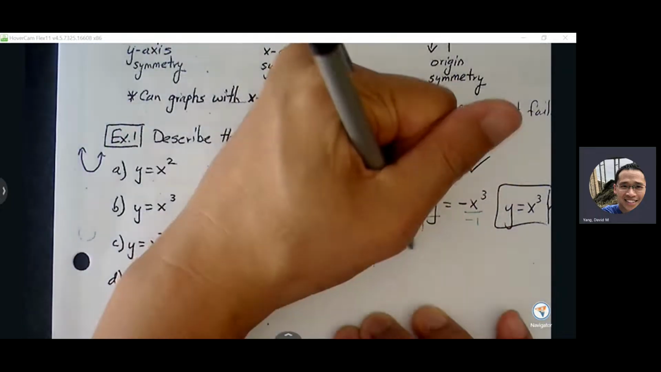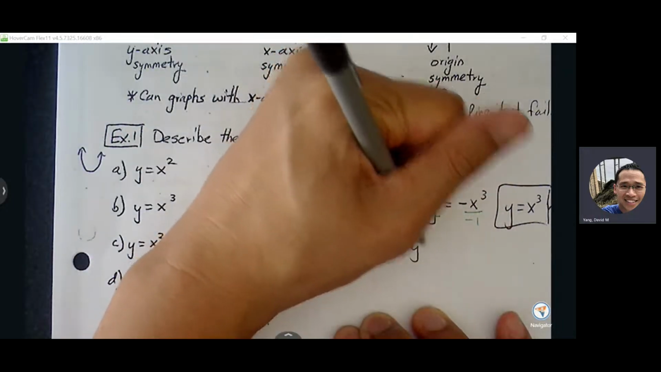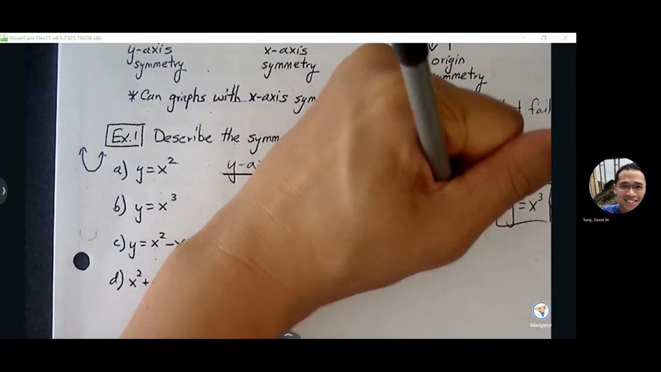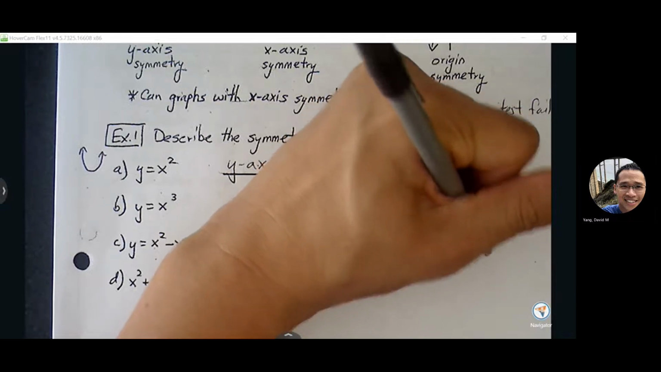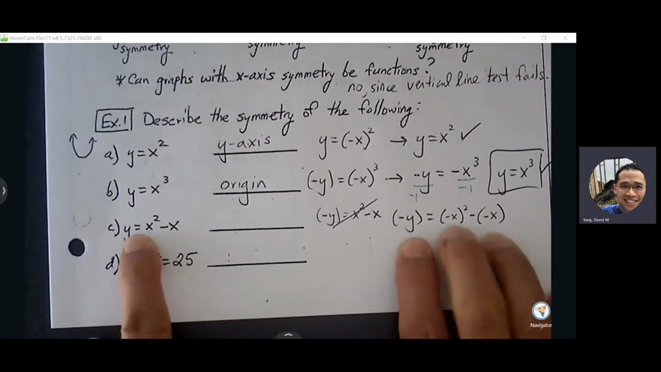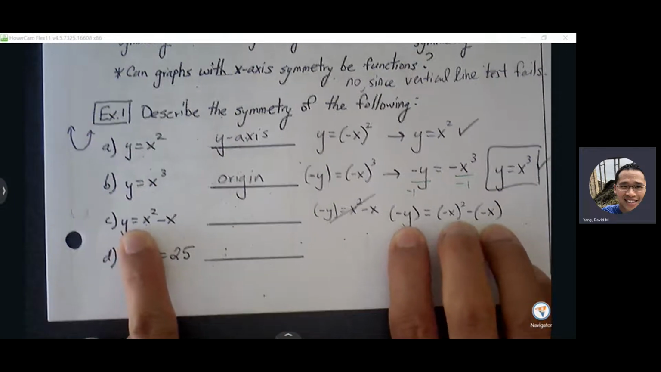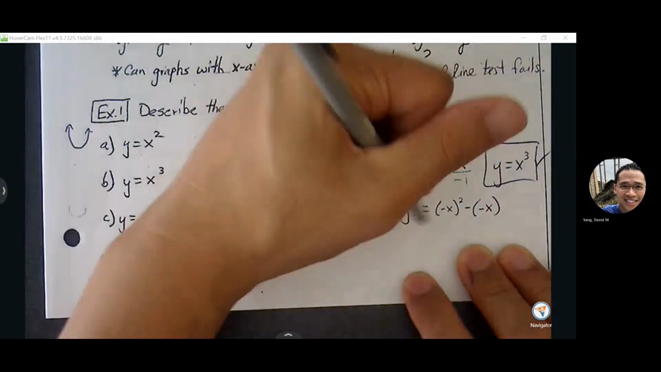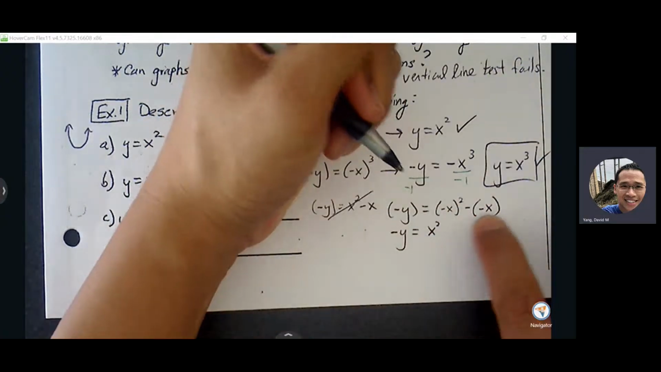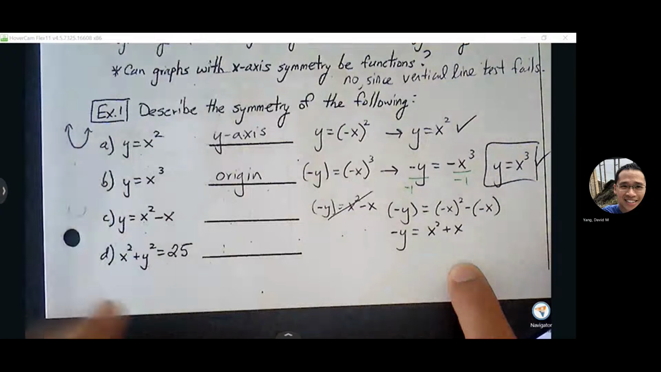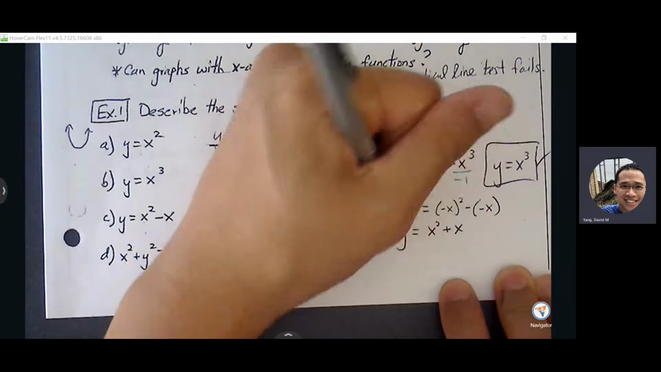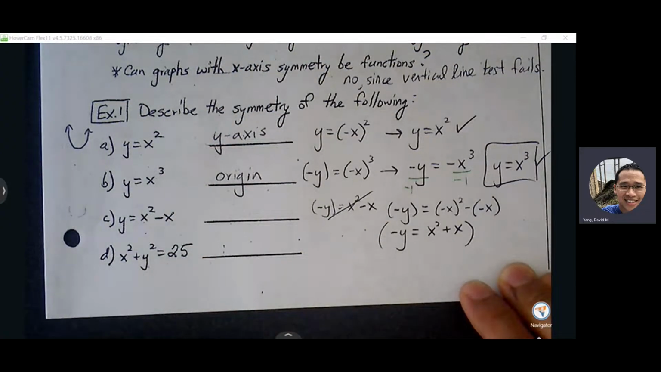Okay, so the last option. What about origin symmetry? If I replace every y with negative y and every x with negative x, so I just took every variable and replaced them with the negative version of itself. I'm just going to clean this up. Negative x squared becomes x squared. The two negatives become positive. Is this ever going to look the same? Right. If I distribute the negative through, I'm still stuck with something that doesn't quite match up exactly.